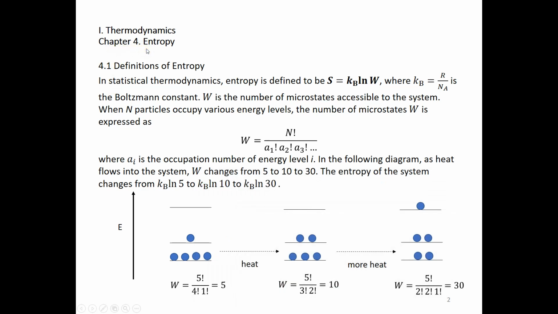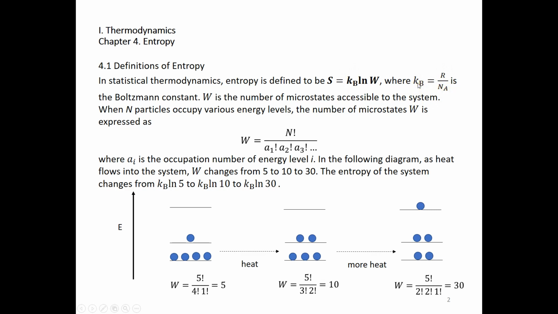Chapter 4 Entropy. Section 4.1 Definitions of Entropy. In statistical thermodynamics, Boltzmann proposed an equation for entropy. Entropy equals the Boltzmann constant times the natural logarithm of W. W is the number of microstates accessible to the system, and the Boltzmann constant K sub B is equal to the ideal gas constant divided by the Avogadro constant.